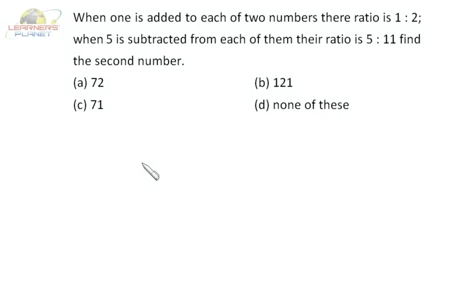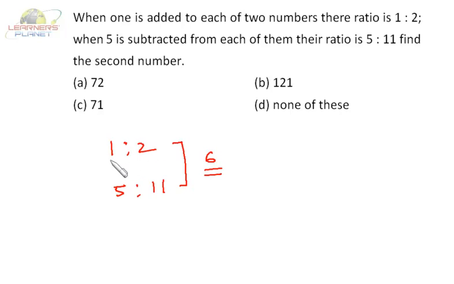Now in this problem, if 1 is added to each of the two numbers, the ratio is 1 is to 2. When 5 is subtracted from each of them, the ratio is 5 is to 11. Here it is 1 is to 2 and here it is 5 is to 11. This ratio we are getting after adding 1 and this ratio after subtracting 5. That means the mutual difference between these two terms is 6, that is 1 minus 5. Now we can make the comparison over here. Here the difference between numerator and denominator is 6. Here the difference is 1 only. So let's make this difference also 6.